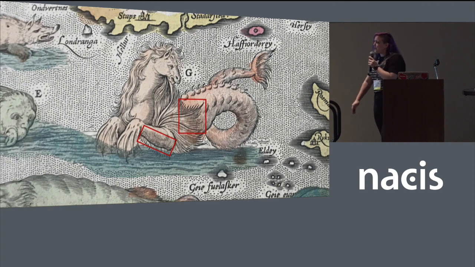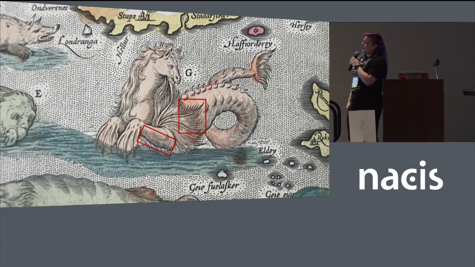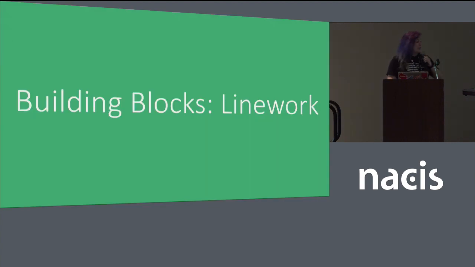So for this particular map monster, the aesthetic elements mainly are the line work. It's very detailed. It's a lot of thick and thin lines, but they're tapering, they're inconsistent, and a lot of cross-hatching. So building blocks, line work tips.